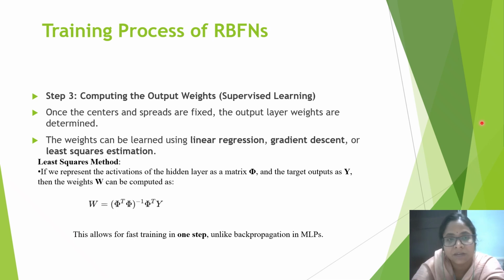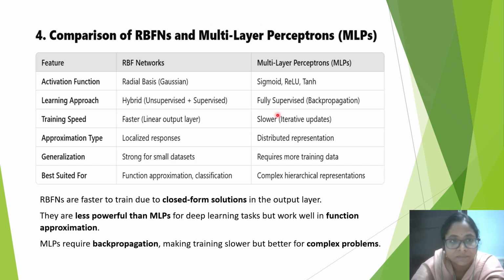So these three are the main steps involved in the radial basis function. First one is calculating the centroid, the neuron center value. The next one is the computation of the spread function. Then after calculating both, we need to compute the output weights by using supervised learning methods. The weights can be learned using linear regression, gradient descent, or least square estimation. By adopting these steps, we can make this neural network faster to train.